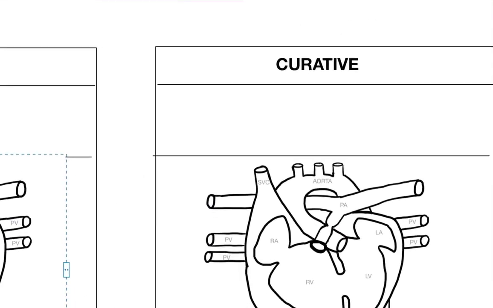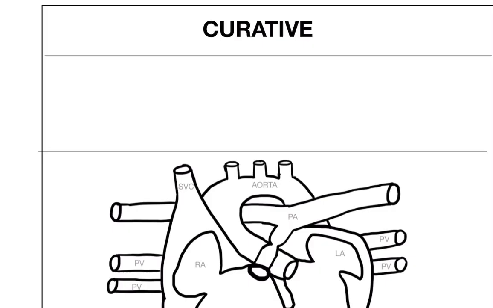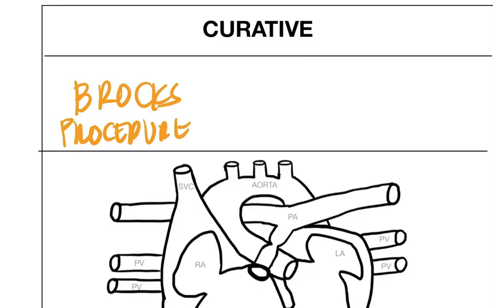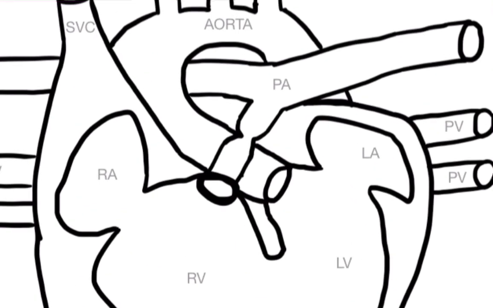We also have what you call curative. So the curative one is called a Brock's procedure. That's basically two surgeries, two solutions. First is a balloon angioplasty, and the second is a Dacron patch. So, our balloon angioplasty, again, what is our first problem? It is the pulmonary stenosis.